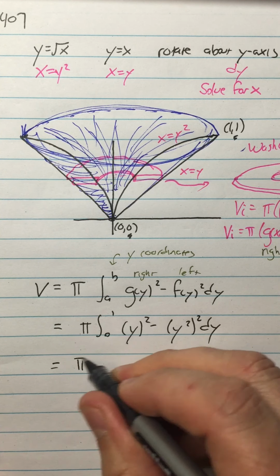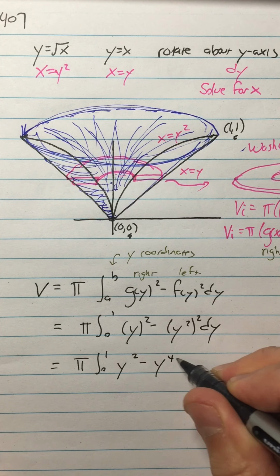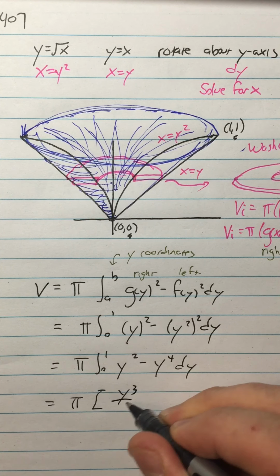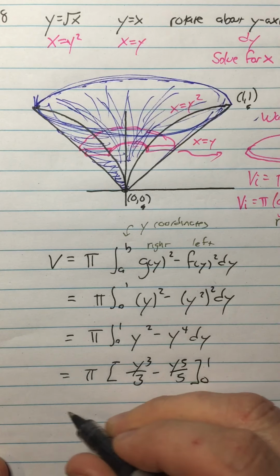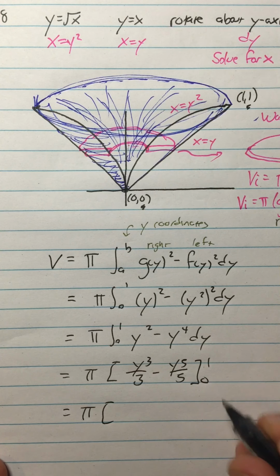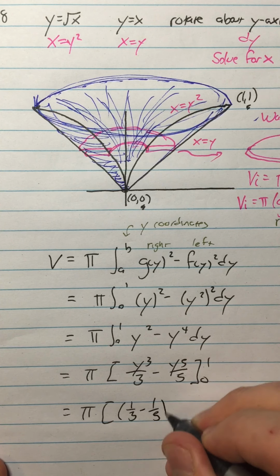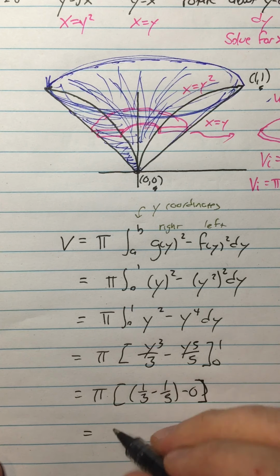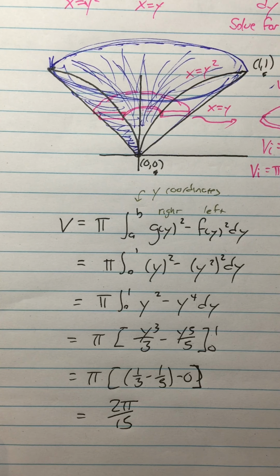So then I have, always simplify your integrand as much as possible before you start integrating, y fourth dy. So then I have y cubed over 3 minus y fifth over 5, 0 to 1. So I have pi times 1/3 minus 1/5 minus 0. 1/3 minus 1/5 is 2/15, so you get 2 pi over 15. Ba-ding! We found the volume of that thing.